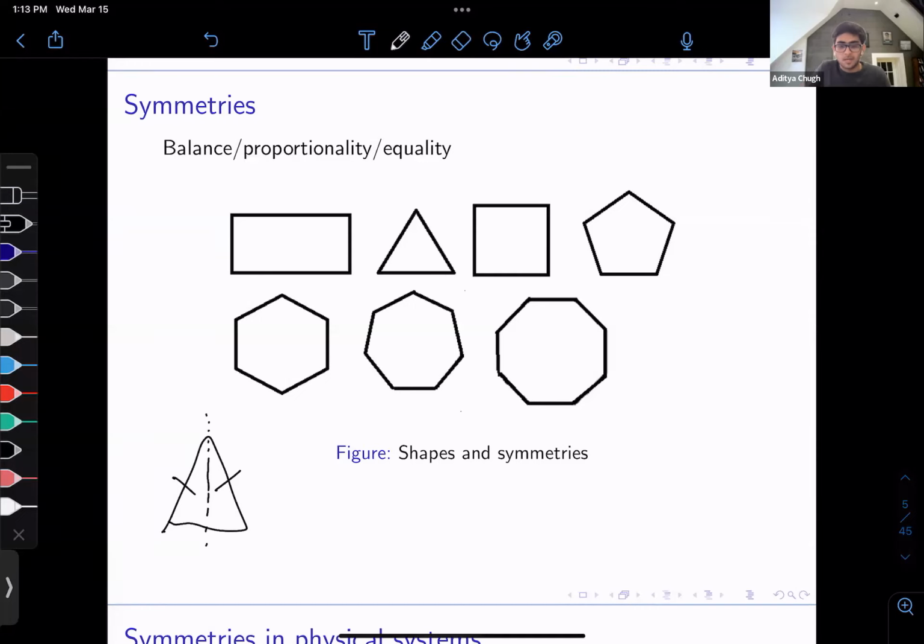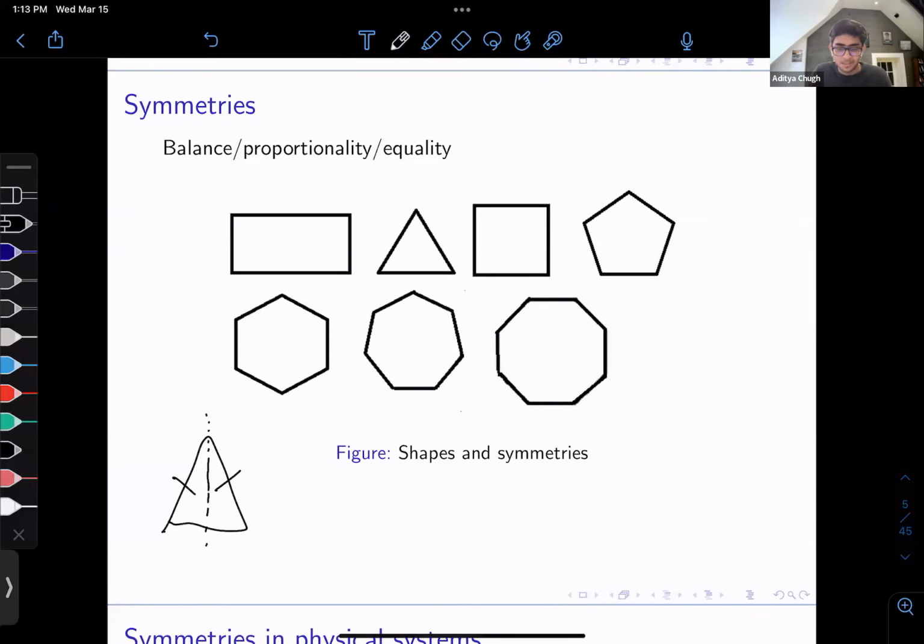Then, of course, a square, pretty symmetric, arguably more symmetric than an equilateral triangle. And as you increase the number of sides of the shape, for a general n-gon, you might find that they look more symmetric, quote unquote. But then you might say, okay, what about a circle? I guess it's the most symmetric out of all of these.